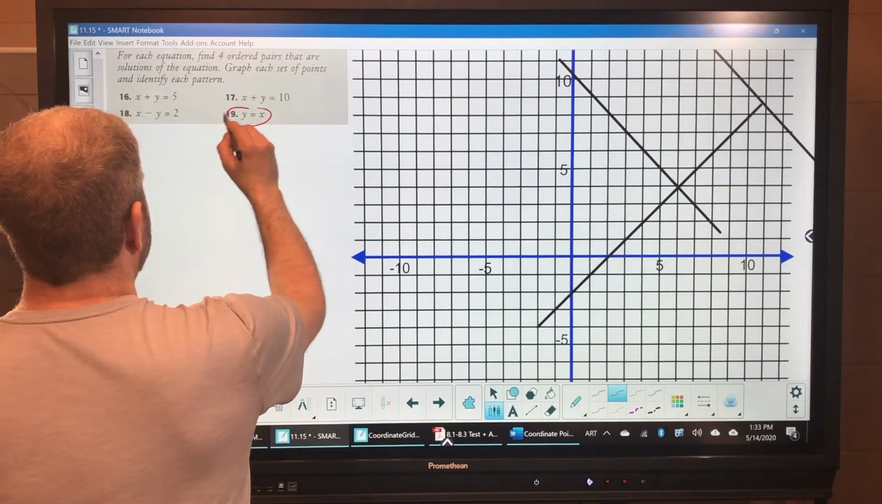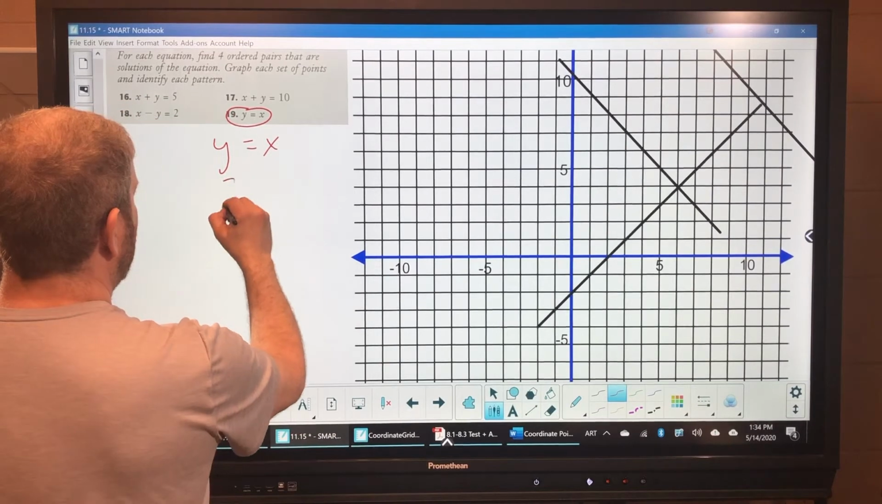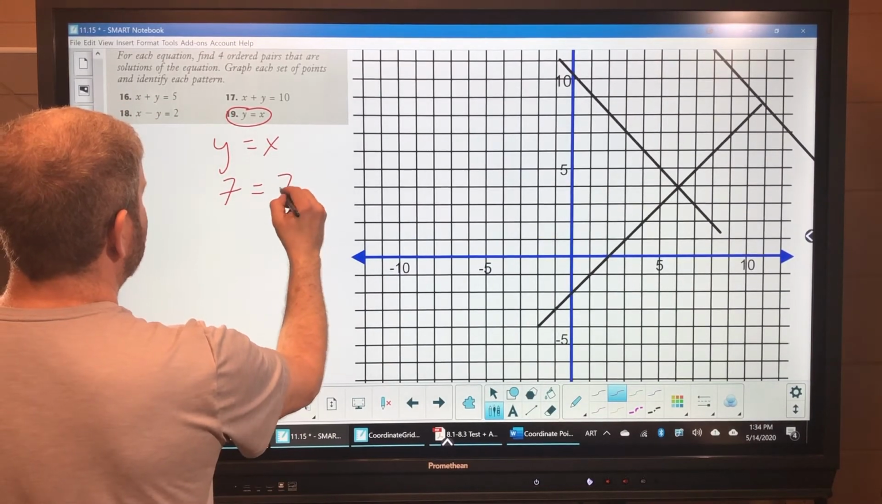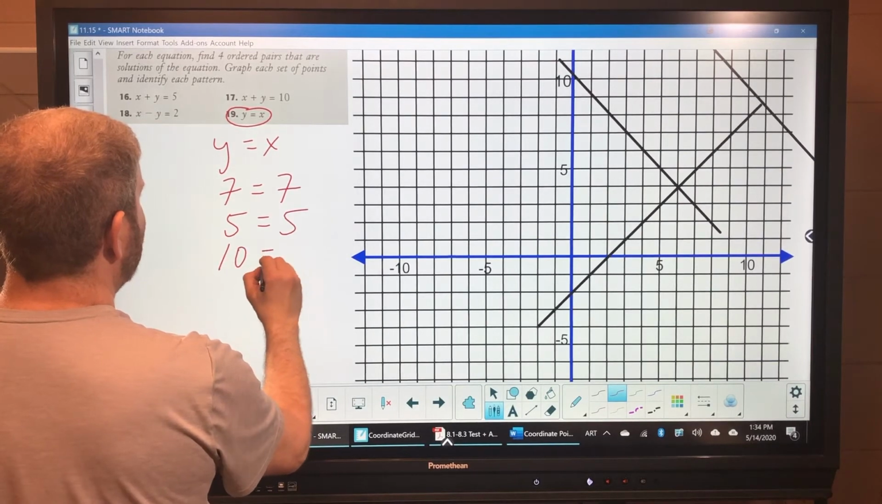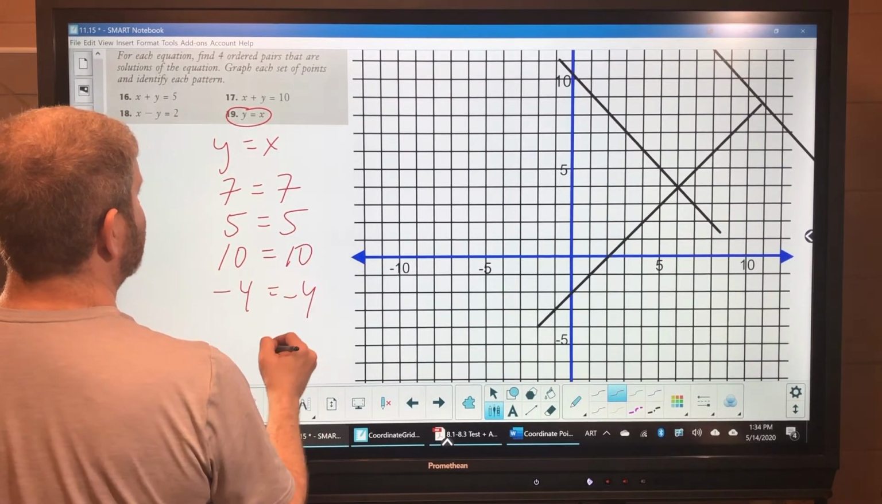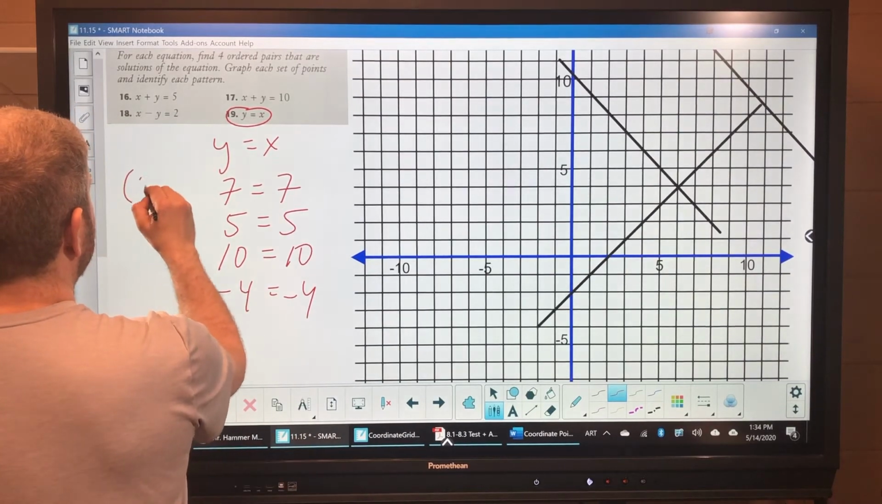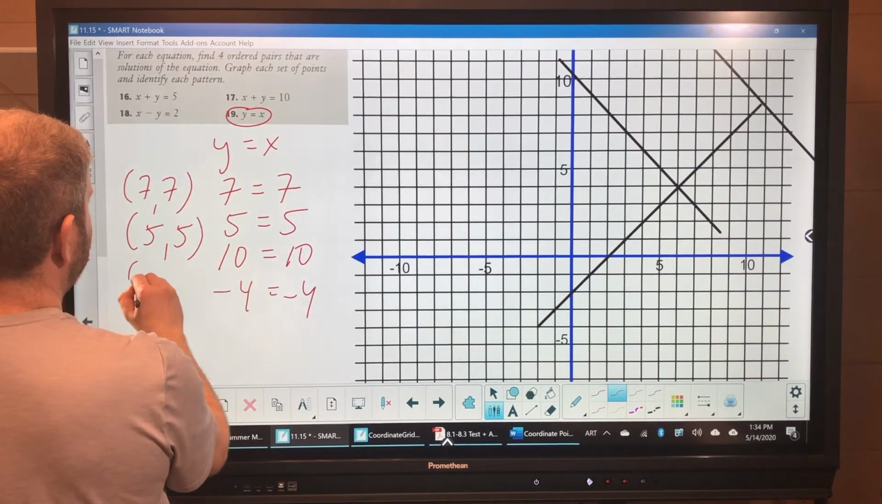Our final example is y equals x. Well, this one's pretty simple. If y equals 7, x equals 7. If y equals 5, x equals 5. If y equals 10, x equals 10. If y equals minus 4, x equals minus 4. So for our points, the x will be the same as the y.